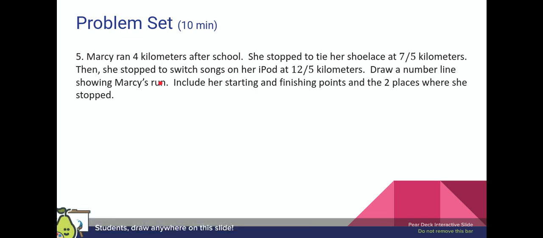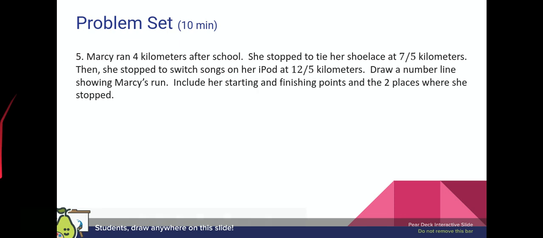Let's go ahead and read this word problem together. Marcy ran 4 kilometers after school. She stopped to tie her shoelace at 7/5 kilometers. Then she stopped to switch songs on her iPod at 12/5 kilometers. Draw a number line showing Marcy's run, including her starting and finishing points and the 2 places where she stopped.